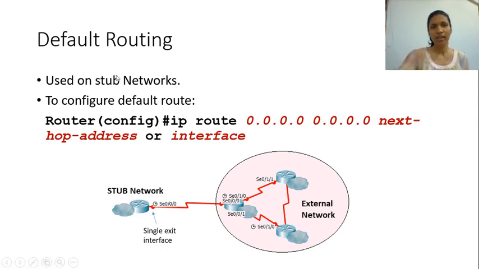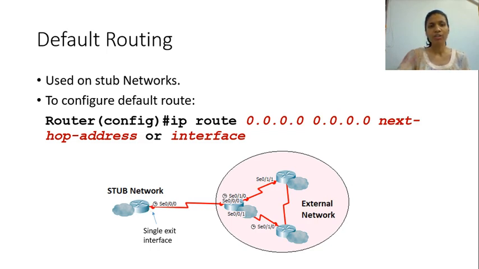Stub networks are networks which have got a single exit interface, that is, any device which is present on this network, if it has to send a packet to any other device present on any other network, then that packet has to go out of this interface only, because there is no other interface being connected anywhere. So this is the only interface which is connected to the outside world. Hence, any packet originating from inside this network will have to go over this interface only. Such type of networks are called stub networks.